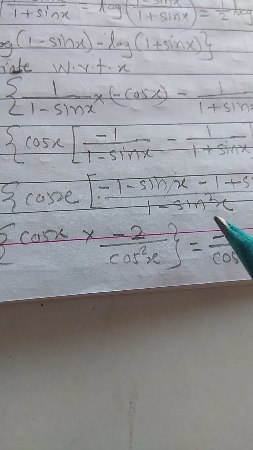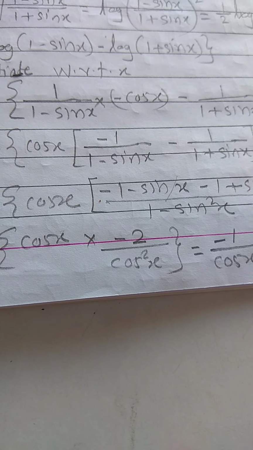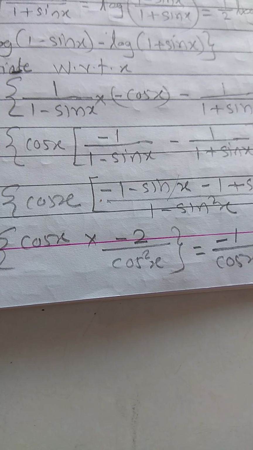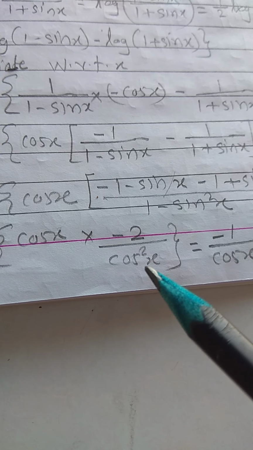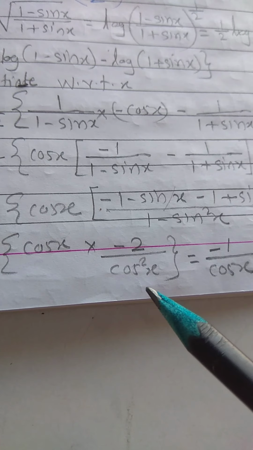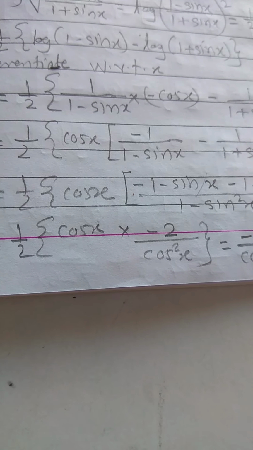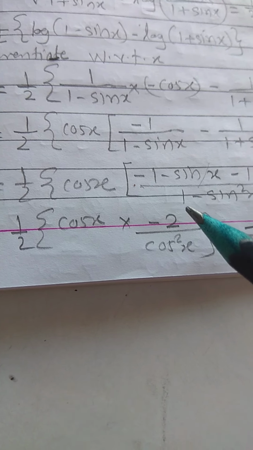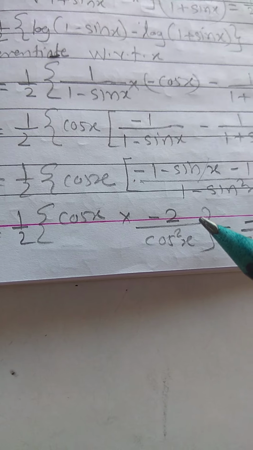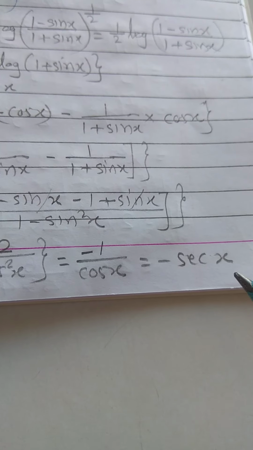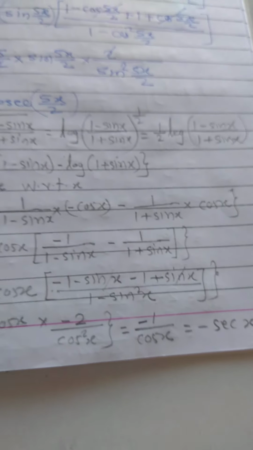1 minus sin square, how it comes? This is a plus b into a minus b. It is a square minus b square. So 1 minus sin square is cos square. Cos x will get cancelled. 2 upon cos is always equal to sec, or 1 upon cos is always equal to sec. This 2 and this 2 will get cancelled. What remains here is minus 1 upon cos. 1 upon cos is sec of x. Hence the answer.